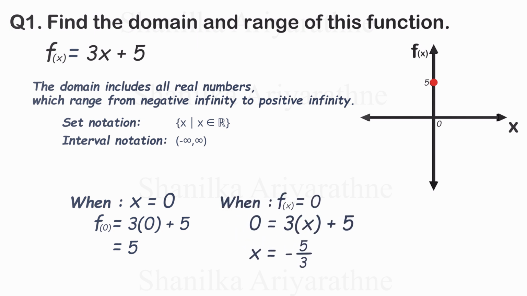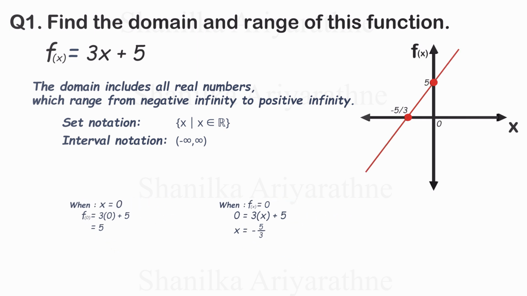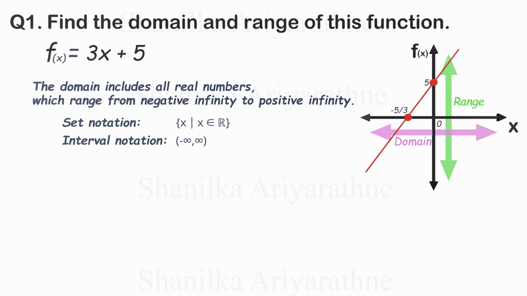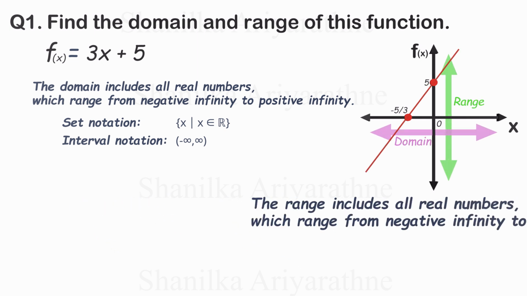When f(x) is 0, solving for x gives x equal to minus 5 over 3. Let's mark the point (-5/3, 0) on the graph. Connecting these points, we see that the line extends infinitely in both directions. The range is also all real numbers.